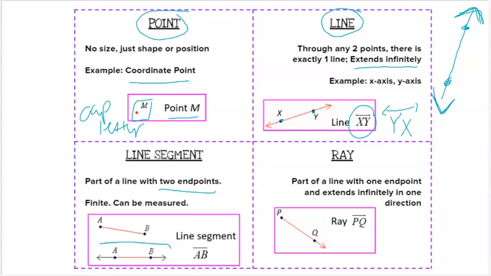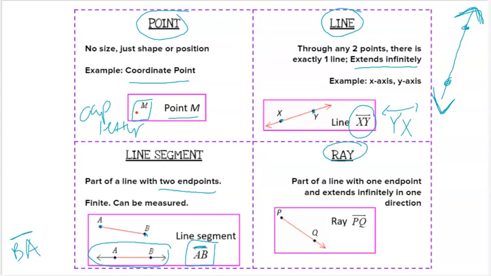Here's line AB. If we just take the points from A to B, A and B would be your endpoints. So it's a line segment that we would name segment AB. If you notice the line on the top, there are no arrows on that line. And again, we could also name this segment BA. The order of the letters does not matter.